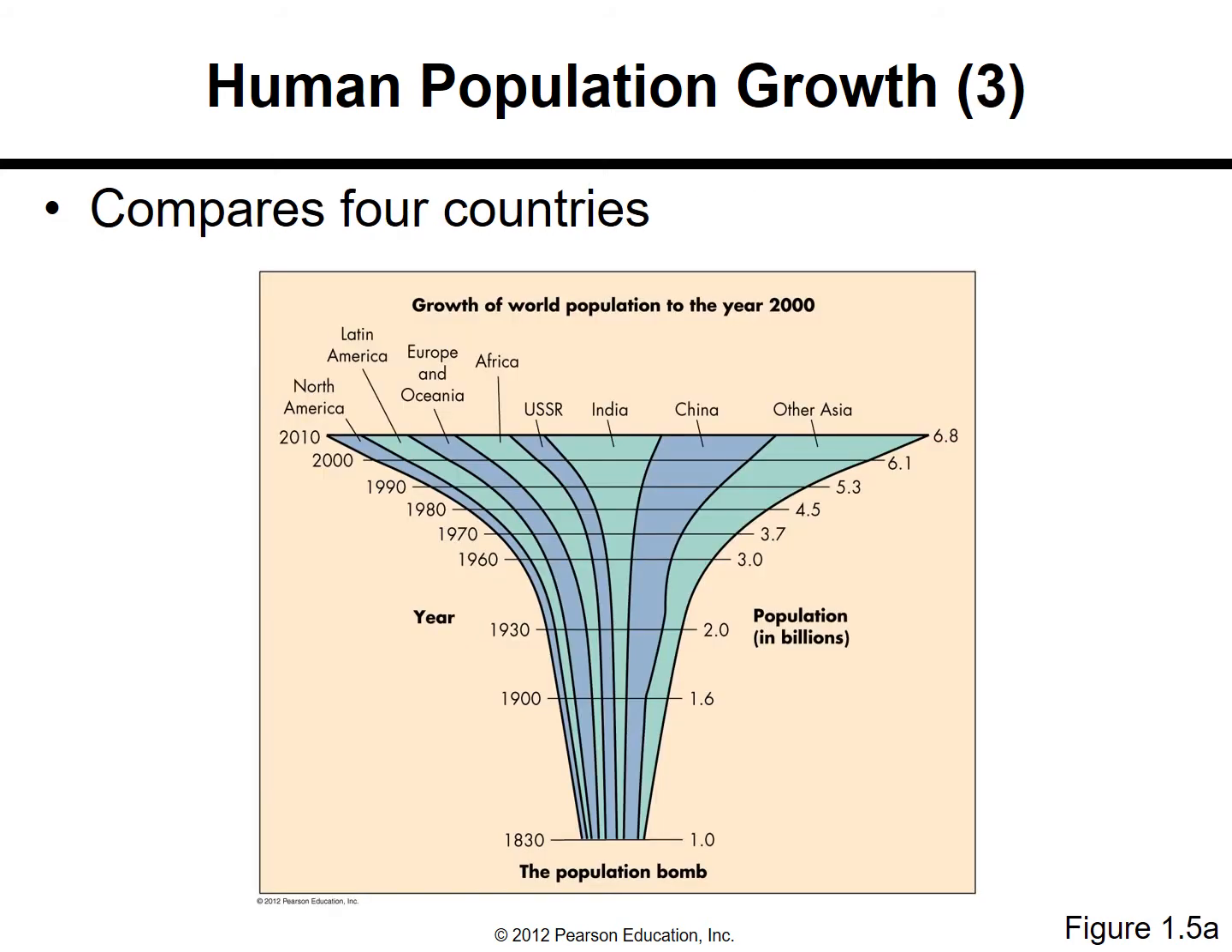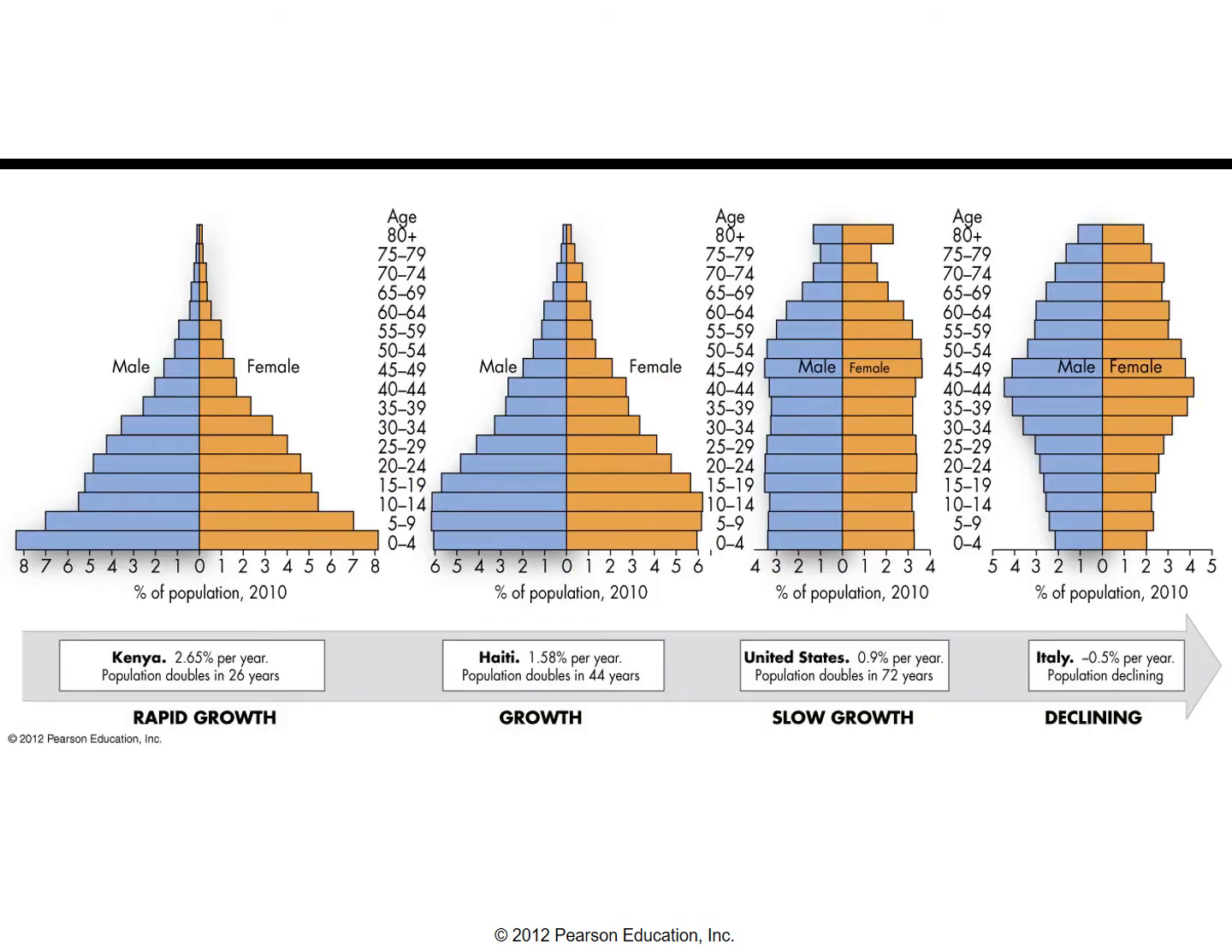When we look at population growth, this image is a useful one to consider the concept of the population bomb. As you can see, the Earth's population in 1830 was about 1 billion, growing recently to about 7 billion. What we'd like to do in the next few slides is to consider different countries that are experiencing different kinds of growth and therefore are experiencing the population bomb quite differently. I'm going to be comparing four different countries.